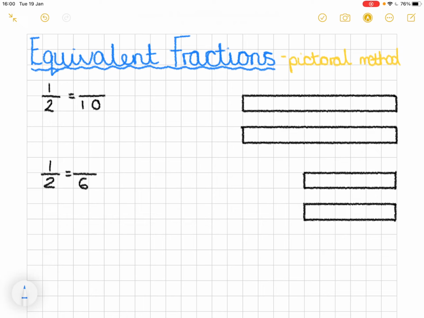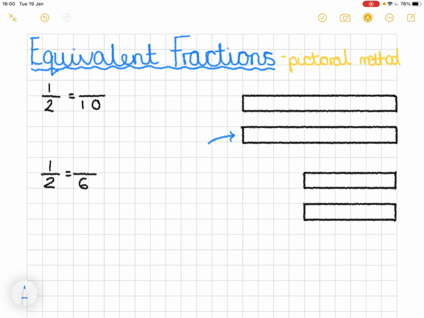In this video, I'm going to show you how to find equivalent fractions using the pictorial method. So this means we'll be drawing some bar models just like these here. I'll explain how we draw those, or why we draw them a certain length, in just a moment. And that has everything to do with the denominator.